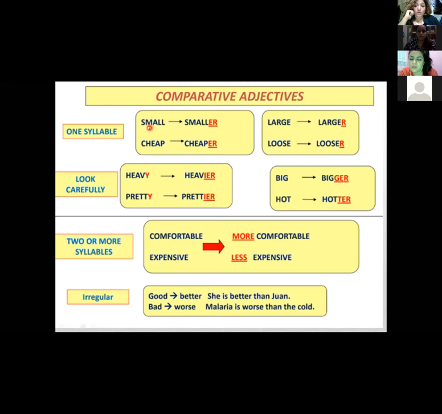The other word is small. ¿Cuántas sílabas se escucha? Small. Una. One. Cheap. Una. One. Loose, flojo, loose. One. Exactly. So, when you have one syllable, le vamos a agregar al adjetivo una E y R. So, pequeño, más pequeño, smaller. Y siempre le vamos a agregar than. Always, always, always. We're going to add than to compare.